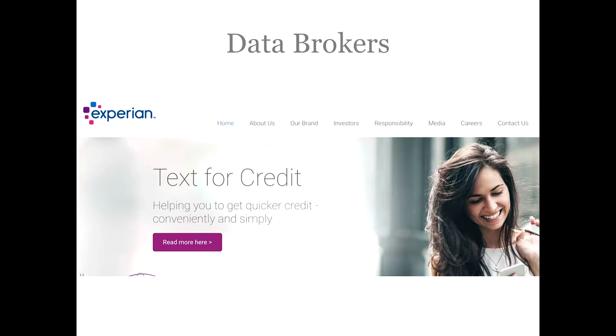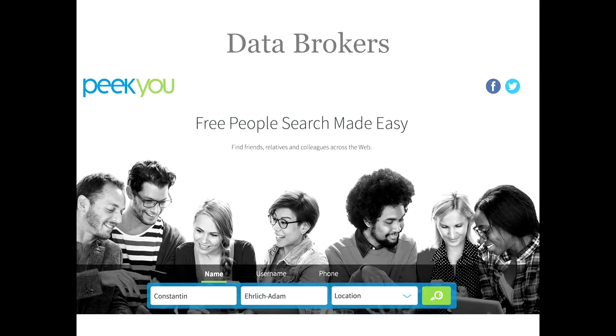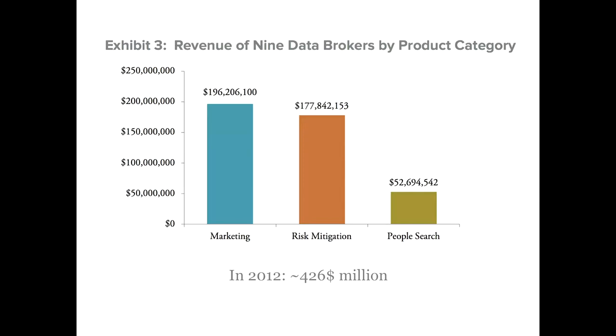And then finally there is what they call people search. There are companies, for example in the US, one called PQ. You can type in the name of anyone that lives there if you know the location, and they create a folder and a presentation of all the data they can find: criminal records, date of birth. I will show you some more on this later. So what is the value of this? In 2012, the nine major data brokers had a revenue of around $420 million.